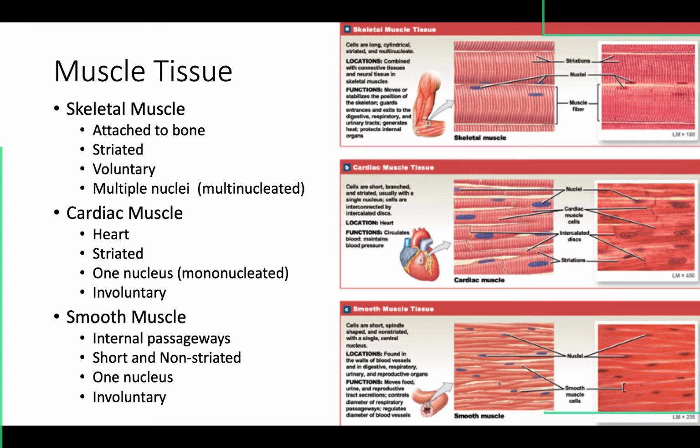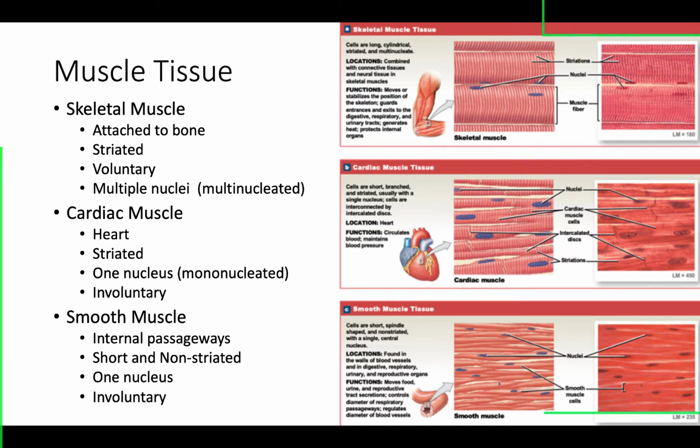Skeletal muscle is voluntary. For lecture, you need to know it's voluntary because you can consciously tell it to contract, and it contracts. So it's voluntary, right? And it's attached to bone. So skeletal muscle attaches to bone. That's why it moves bones. When you shorten that muscle, it moves the bones.